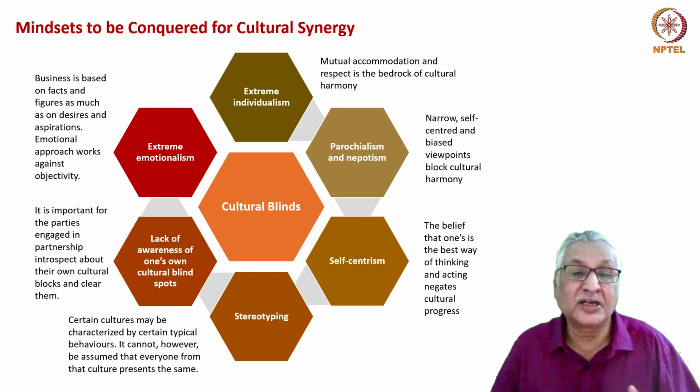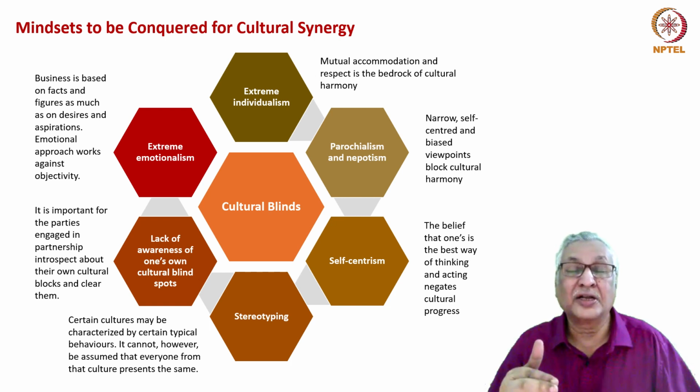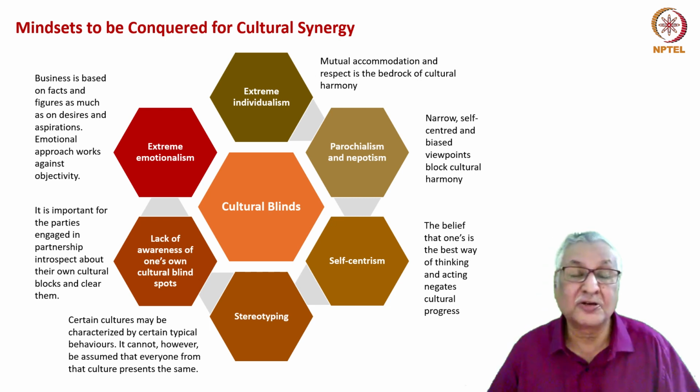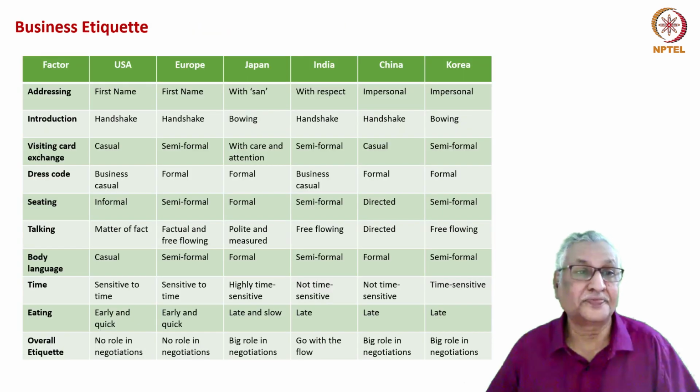So, these are the six cultural blinds which could be the stoppers for achieving better cultural synergy: extreme individualism, parochialism and nepotism, self centrism, stereotyping, lack of awareness on cultural blind spots, and extreme emotionalism. These have to be removed from the business development culture if the business development leaders have to be effective.